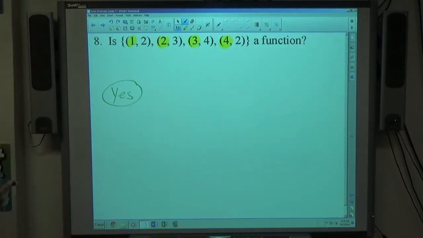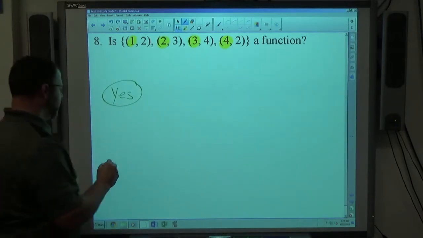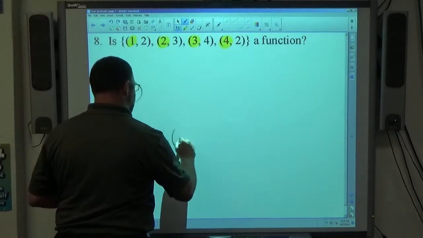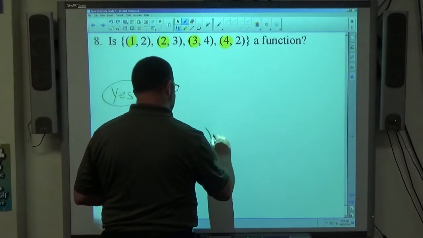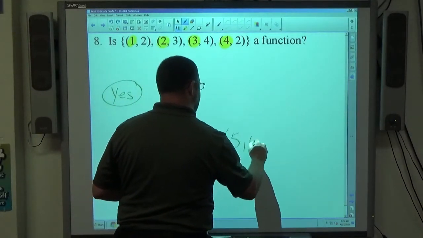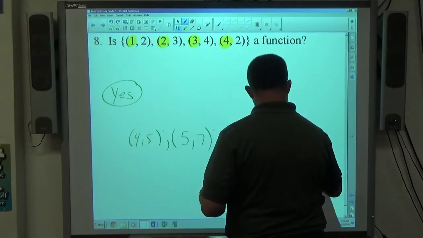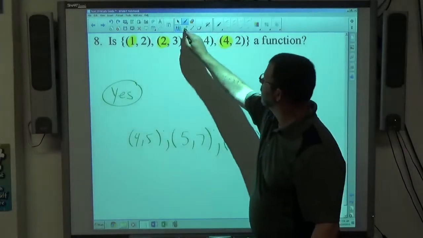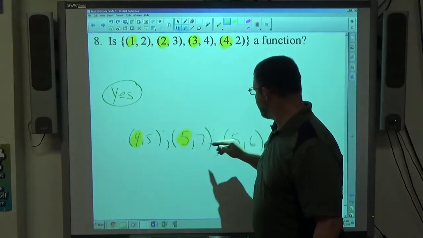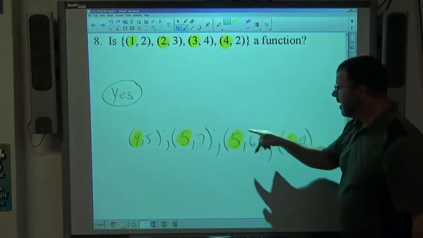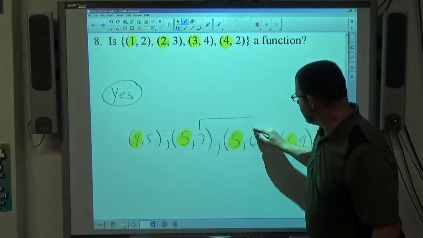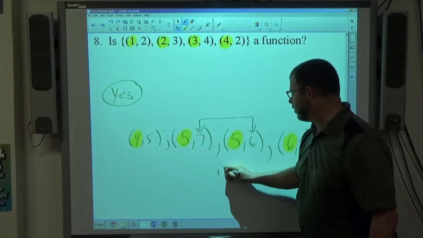Simple as that. If for some reason I gave you the same number, let's say I gave you this set of ordered pairs, 4, 5, 5, 7, 5, 6, 6, 9. Say you give me that. All right, so again, looking just at the first numbers, 4, 5, 5, 6. Now we have same. Same. Now we got to look at these two guys. If those two guys are different, the answer is no.